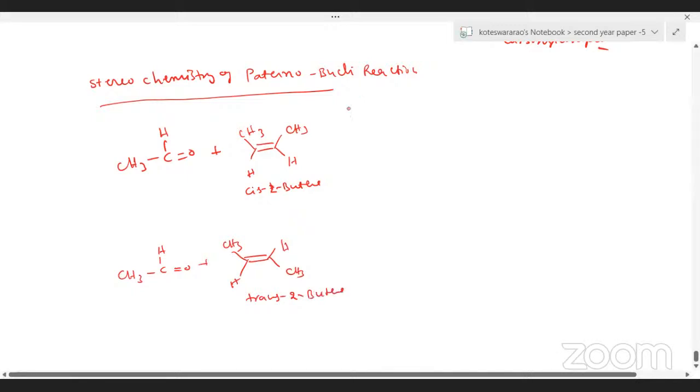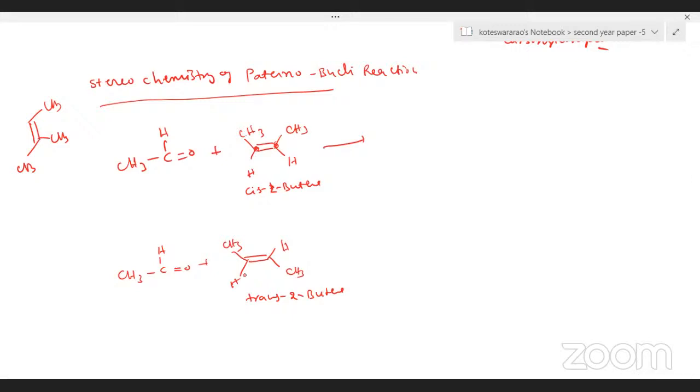Trans-2-butene. Now, what's happening here? Only one kind of intermediate is generated because this is a symmetrical olefin. Suppose this kind of olefin is there, that is unsymmetrical. This is also unsymmetrical. Now, this kind of olefin can generate two biradical systems, but it is asymmetrical. This carbon is having one methyl group substitution, this carbon is having one methyl group. In the cis also, trans also, the structure is the same, but the structural arrangement is different. That is geometrical isomerism.